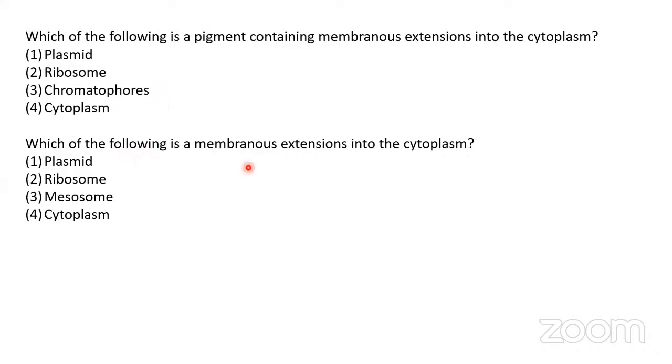Which of the following is a membranous extension into the cytoplasm? We know that the mesosomes are the membranous extensions which extend into the cytoplasm and have varied roles. So the correct answer should be option number 3, mesosomes.